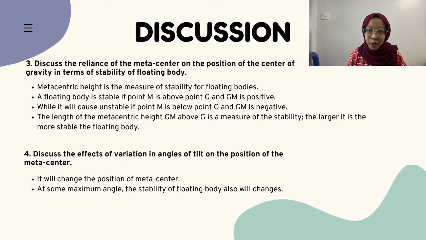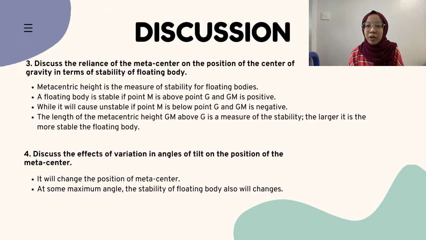While it will be unstable if point M is below point G and the value of GM is negative. And the last one is the length of the metacentric height GM, which is M above G, is a measure of the stability. The larger it is, the more stable the floating body.